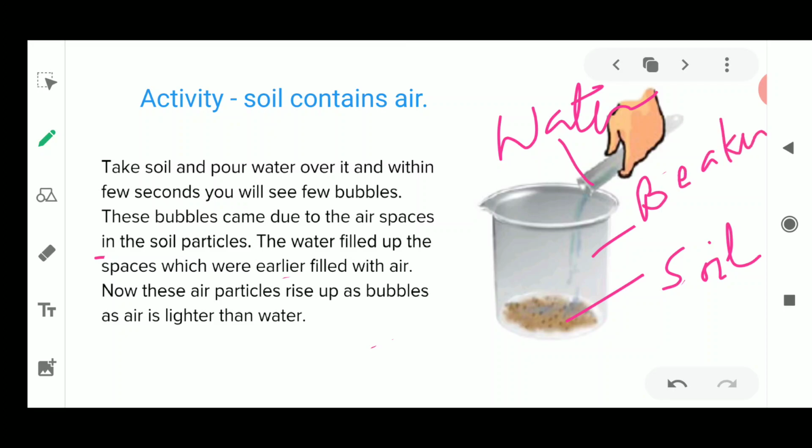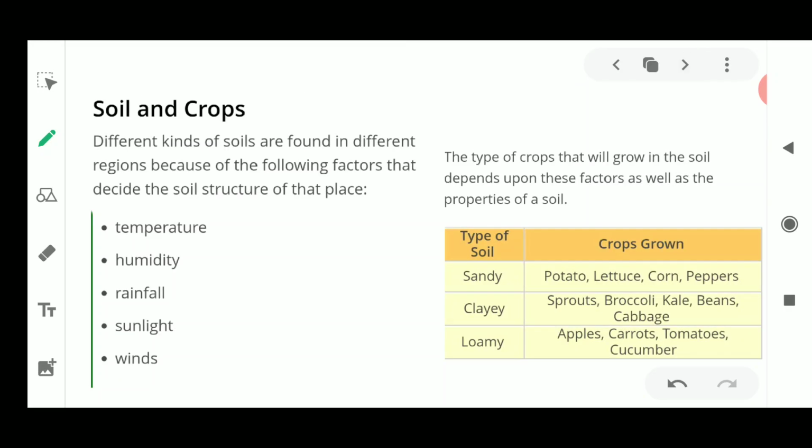Okay, next we go on to the next slide, which is going to show you the soil and the crops. What is the relation between soil and the crops? Is there any relation? Yes, there is a relationship between soil and the crop. What kind of relationship is there? The crops cannot grow without the soil. They cannot survive without the soil, so it is very necessary.